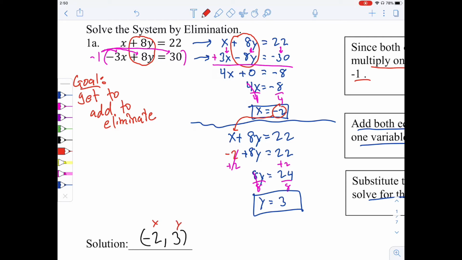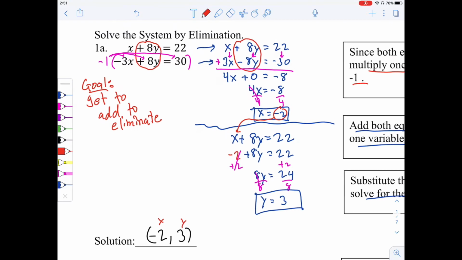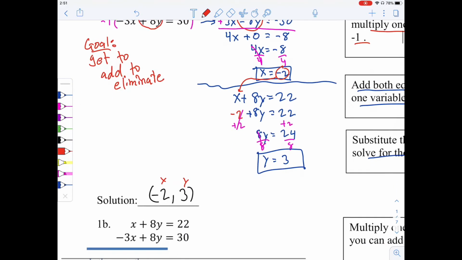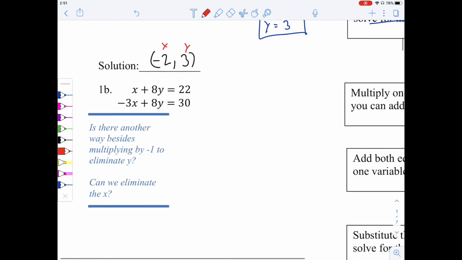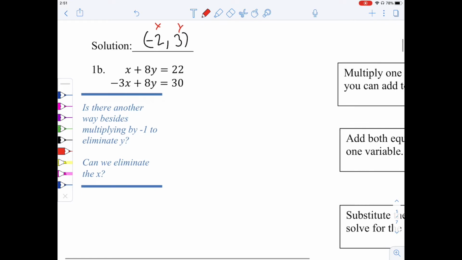Okay, that's what we did last time. If both are positive, we multiply one of them by -1 so that we can add to eliminate. Is there another method that we could use to solve this? Is there another way besides multiplying by -1 to eliminate? Can we eliminate the x variable? If we wanted to eliminate the x, could we do it?